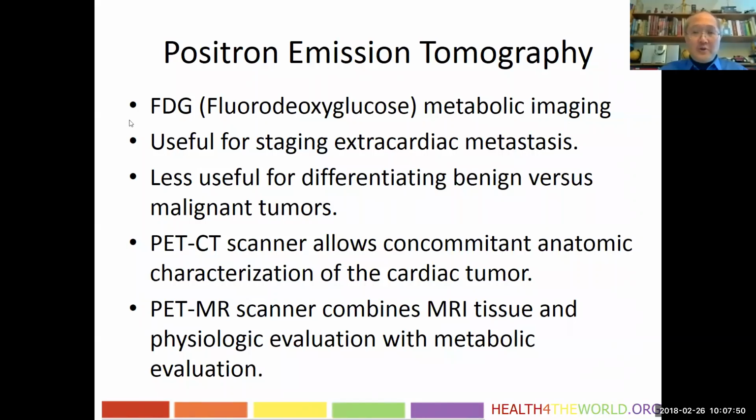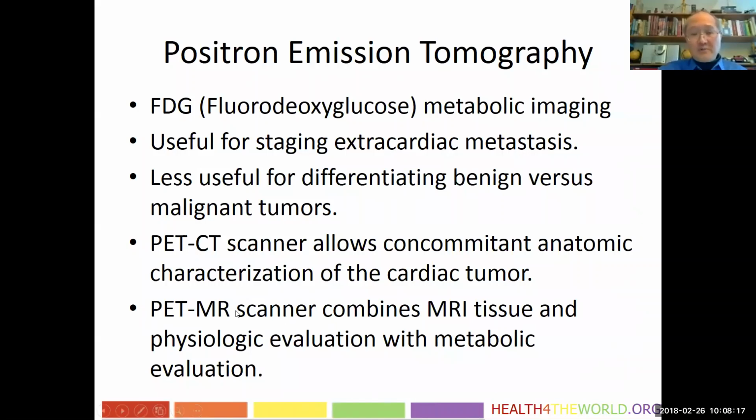Now, there are two technologies that are now being used. First, a much more common one, PET-CT. Some of the CT components of these scanners actually have cardiac imaging capability, as we described earlier. So for these kinds of scanners, it is possible for us to do concomitant anatomic characterization of the cardiac tumor while we use the PET part to survey the entire body for metastatic disease.